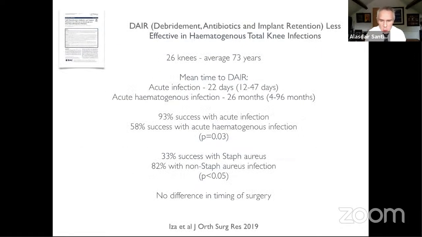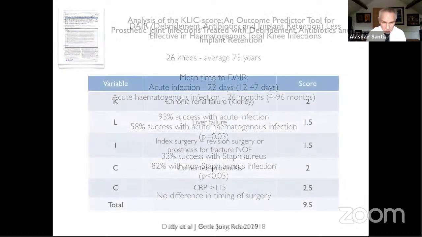Does it work? I just want to show you a couple of papers. This one, a couple of years old, looking at 26 knees on average of 76 years. The acute infections were on average 22 days, whereas the hematogenous ones, which I've mentioned, have a worse result, they were out to 26 months. And with the acute infections, they were having a 93% success rate compared to the hematogenous ones, which were down at 58%, statistically significant. And again, if you had Staph aureus compared to non-Staph aureus, that was a significant difference as well.